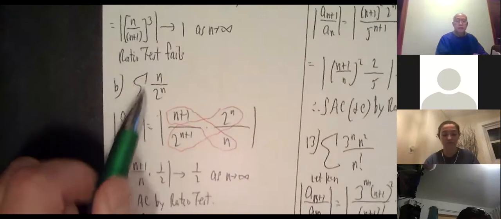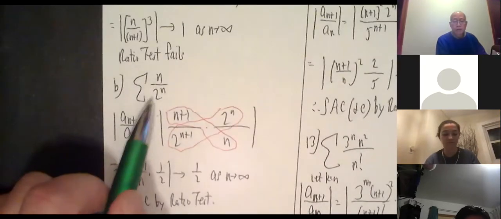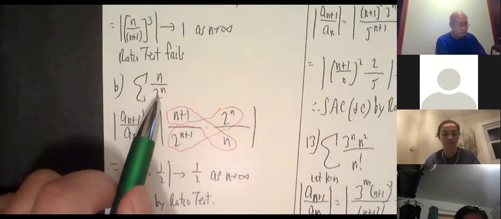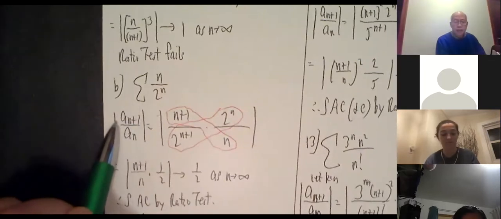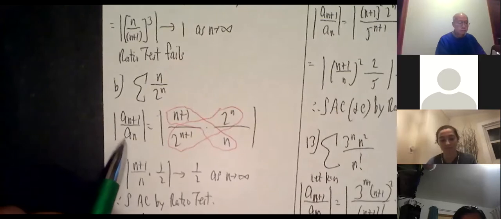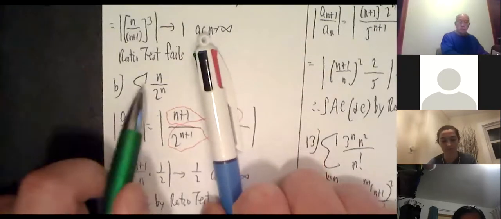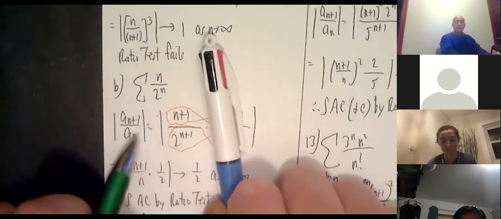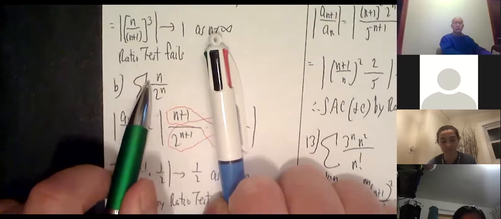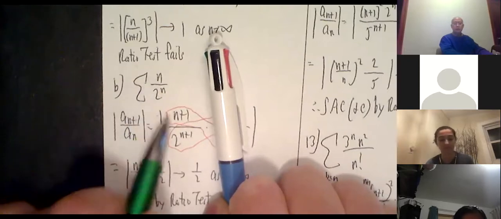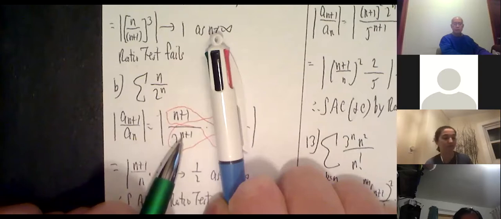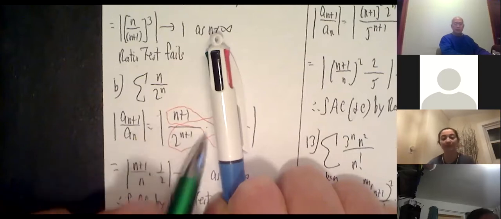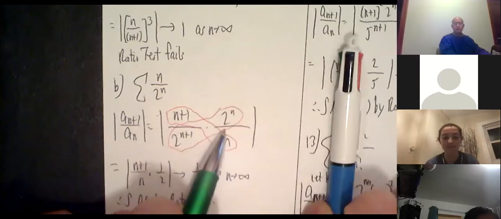Then B says, how about summation of n over 2 to the n? Okay, so do the ratio test. Absolute value of a sub n plus 1 over a sub n. So we know the way it works. Replace n with n plus 1. Keep the same orientation though. That's on top, that's on the bottom. N plus 1, 2 to the n plus 1. Divided by a sub n means times the reciprocal. So I just flip this.